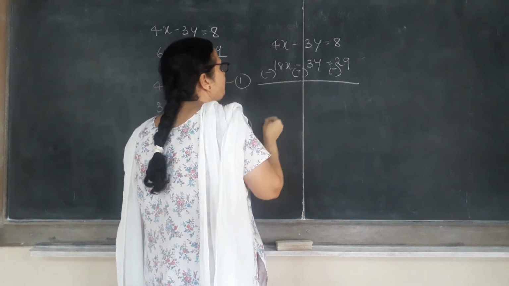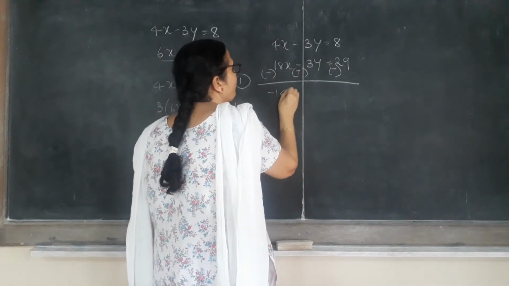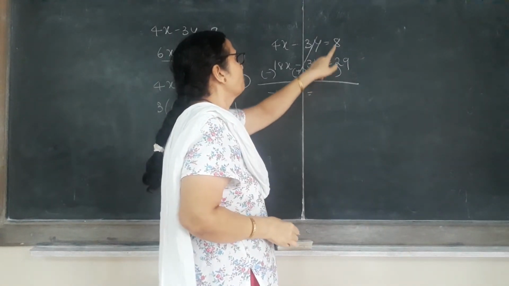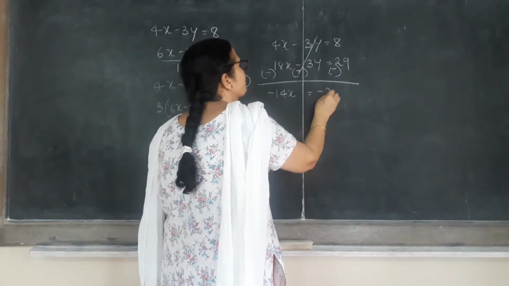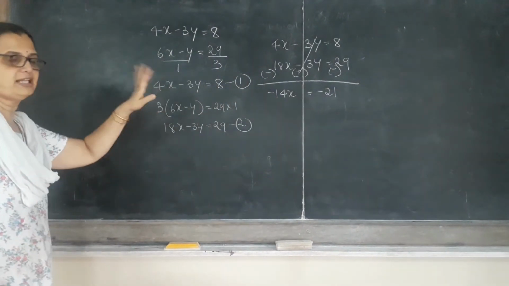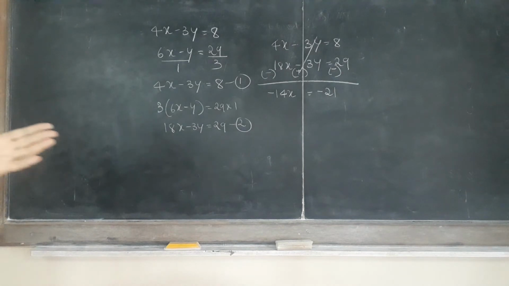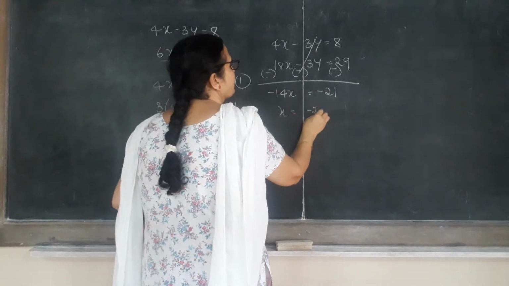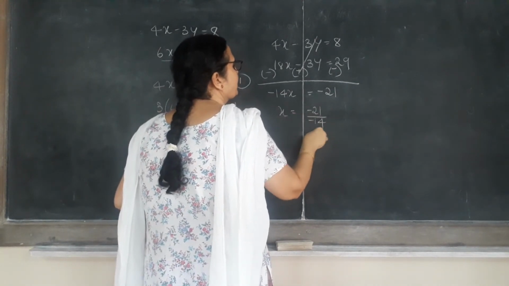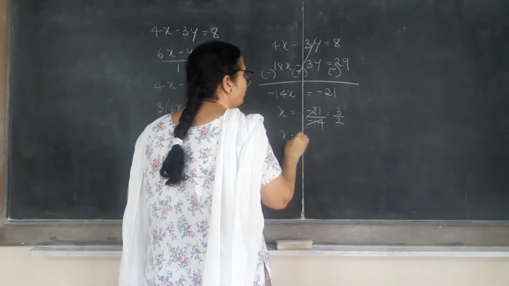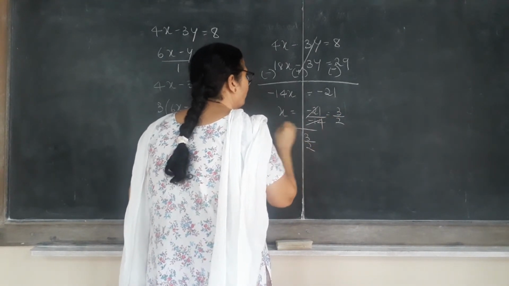Minus 18x plus 4x is minus 14x, minus 29 plus 8 is minus 21. Is it or not? Because here there is no question of multiplication. Here we are getting the same. So x is equal to minus 21 upon minus 14. 7 threes are 21, 7 twos are 14. x is equal to 3 by 2.